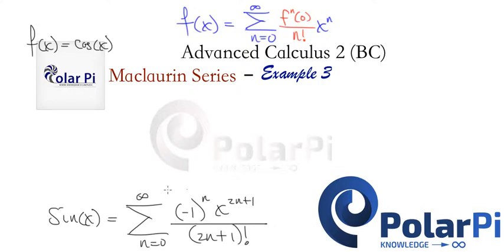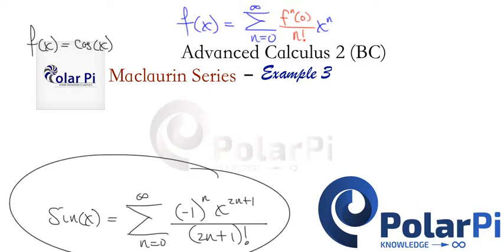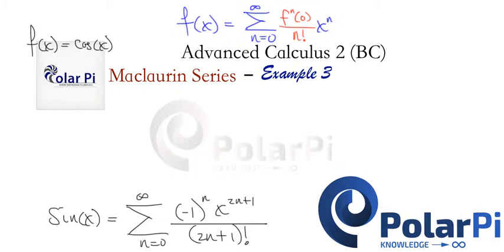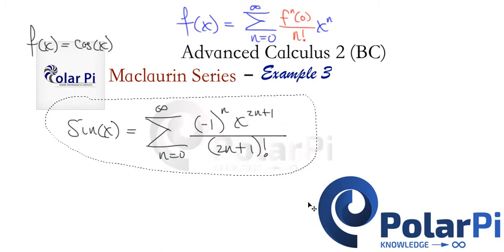Remember, we labored so hard in example 2 to show that the Maclaurin series for sine is what's written right here. And we remember from our very first lessons in calculus that sine's derivative is cosine. That is, cosine is the derivative of sine. So why don't we just take sine and take its derivative.